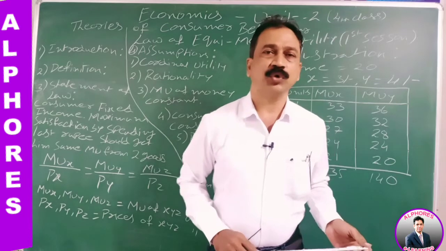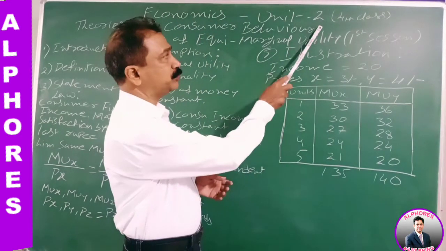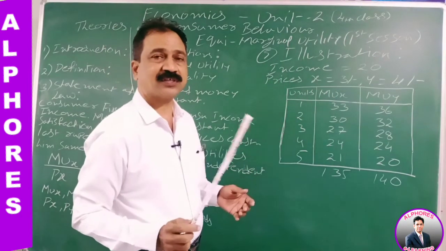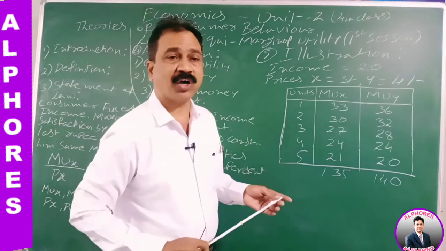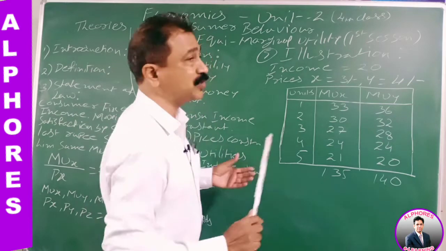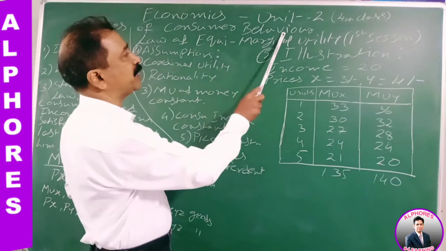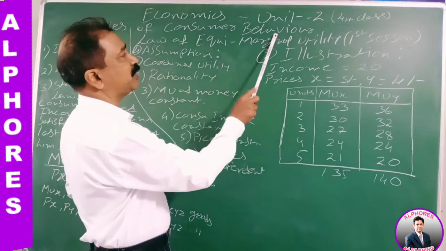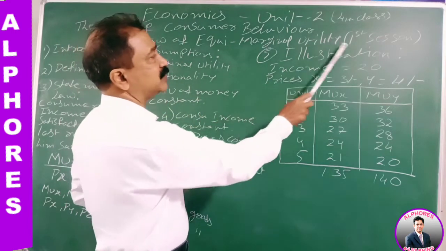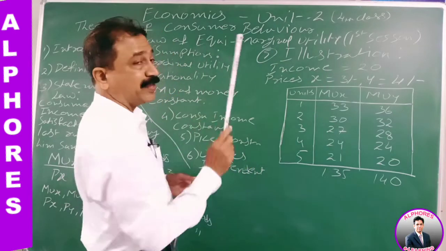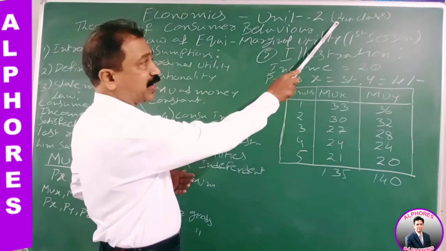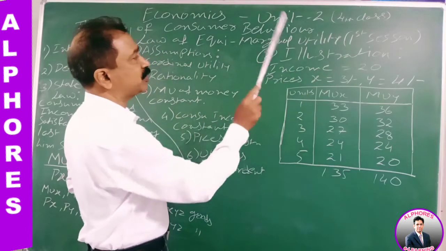Now let us go to economics unit 2. This is the 4th class I am teaching. In the first 3 classes we studied diminishing marginal utility, how the marginal utility goes on diminishing. These are parts of the theories of consumer behavior. In this 4th class we are discussing the law of equi-marginal utility. This is the first session of this topic. In 3 sessions, we completed diminishing marginal utility.